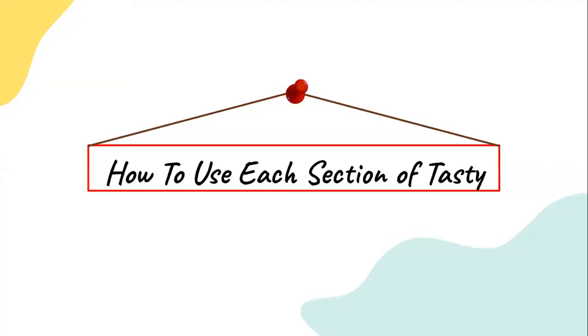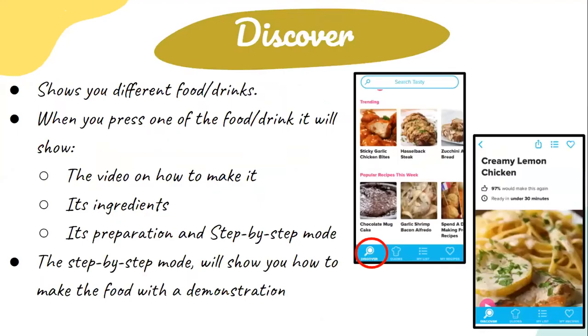Now I'll be going over how to use each section of Tasty once you have signed up, and this will also be shown in the live demo later. When you sign up, the first page is the Discover option on Tasty, which has a symbol of a magnifying glass, at the bottom left corner of the page. This section of the app will show you different food and drinks.